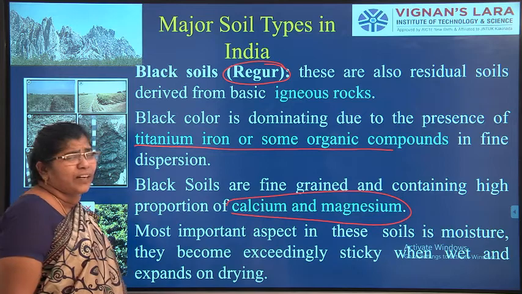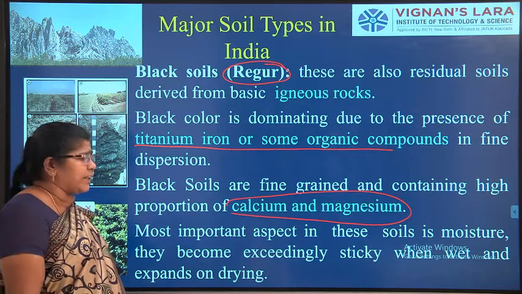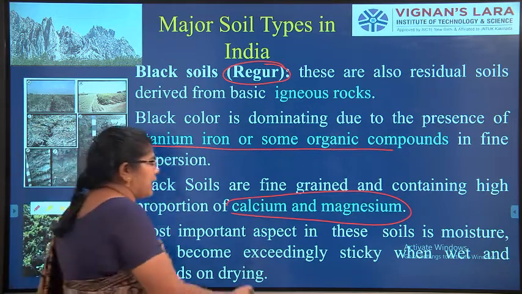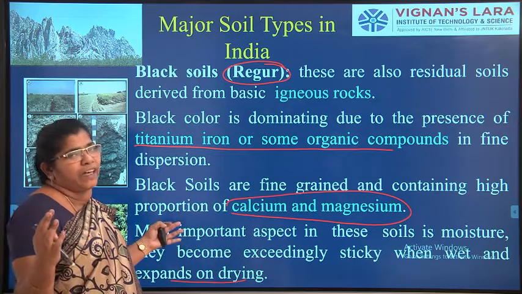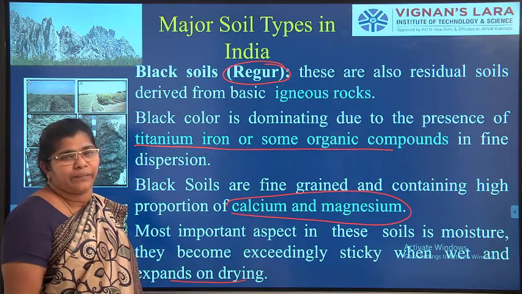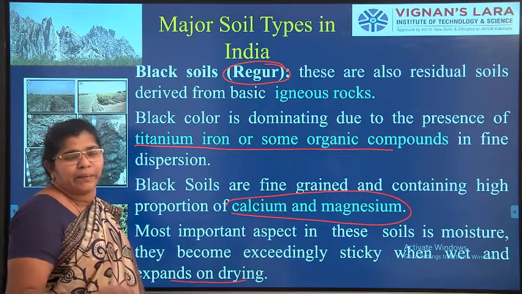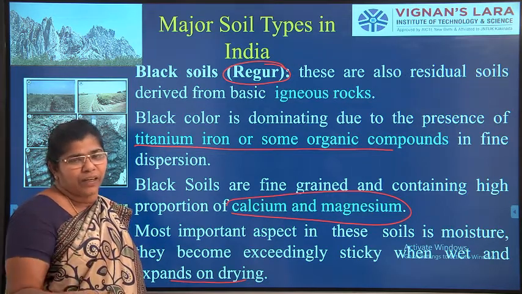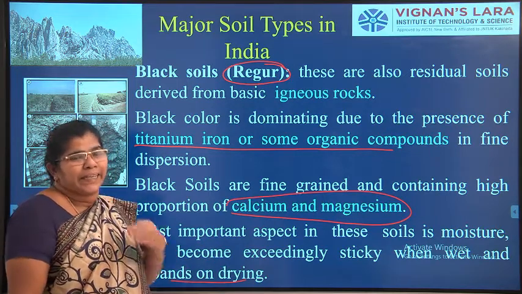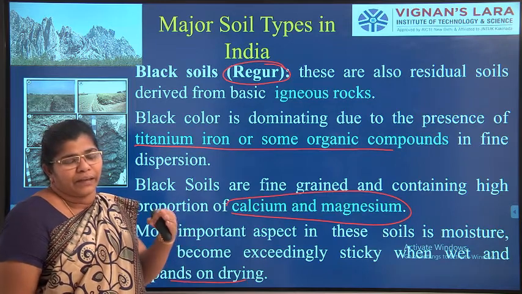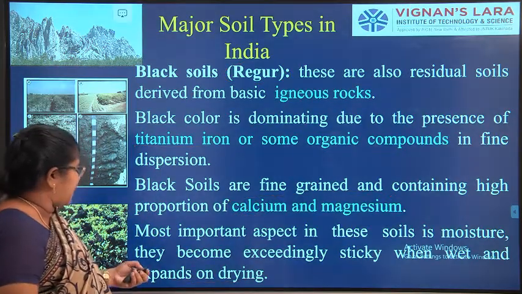The main thing about this soil is that it becomes exceedingly sticky when the moisture content is high, and expands on drying. So it shrinks and expands a lot. We can see black cotton soil in many of our places, in irrigation fields, where it shrinks and also expands. Peat is also one type of soil of black cotton origin, but it has slightly different properties in the percentage of the materials present.